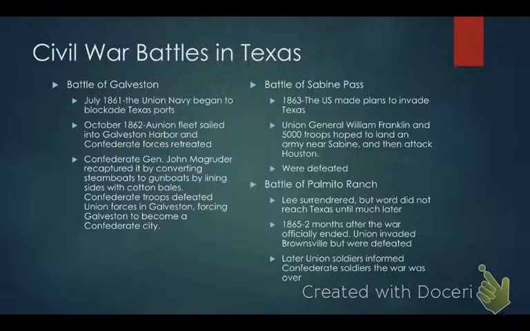In 1863, about midway through the war, the U.S. made plans to invade Texas. Union General William Franklin and 5,000 Union troops hoped to land an army near Sabine, and then attack Houston. They were defeated. The Confederate soldiers are pretty well entrenched in Texas, and it was very difficult for anybody to get in there.